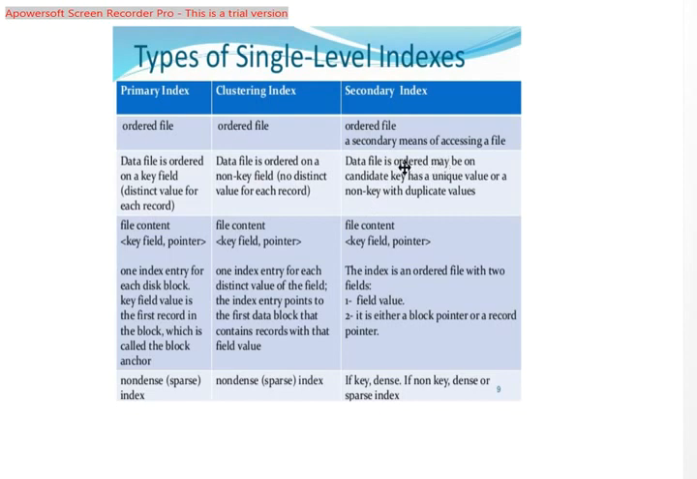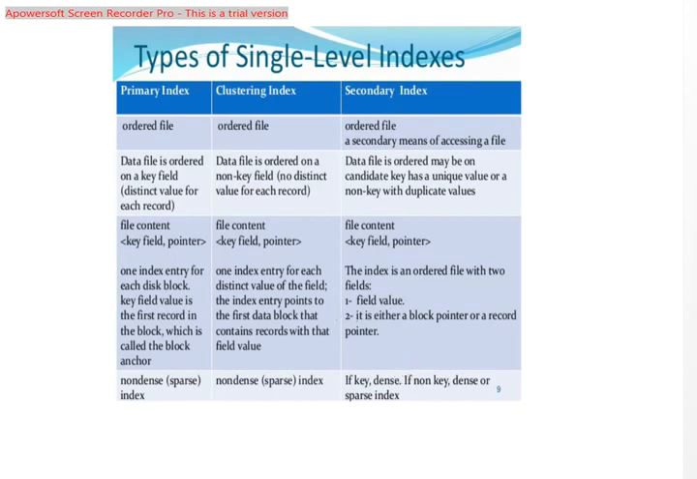The data file may have a candidate key with a unique value, or a non-key with duplicate values. Now the last difference or comparison: the primary index is a non-dense index or sparse index, and the clustering index is also non-dense. But in case of the secondary index, if it is a key, then it is dense, and if it is a non-key, then it is a dense or sparse index.